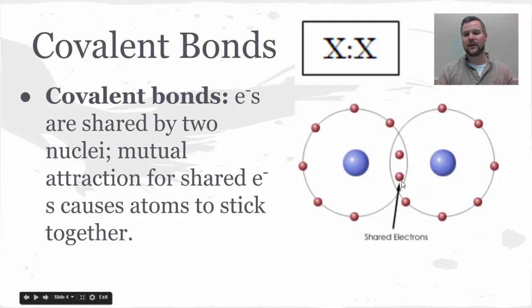Here we can see the valence shell, and this one has 8 electrons. This one also has 8 electrons. These are being shared. That shared pair of electrons and the mutual attraction from these positive nuclei is what creates that bond.